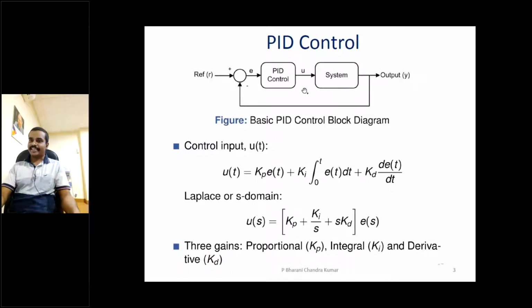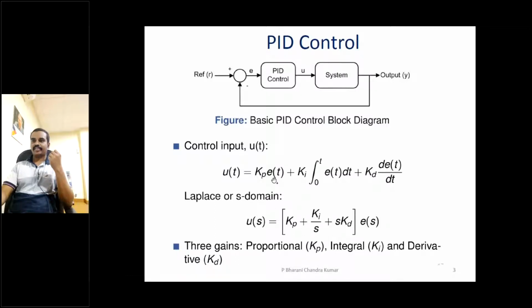So the name itself says: P means proportional, I means integral, and D means derivative. So proportional, integral, derivative control. Why has the name come from there? Why are we calling this PID? So the answer is this one. U of t, the output of the PID controller, is proportional to the error. So there are three different components here: proportional, integral, and derivative.